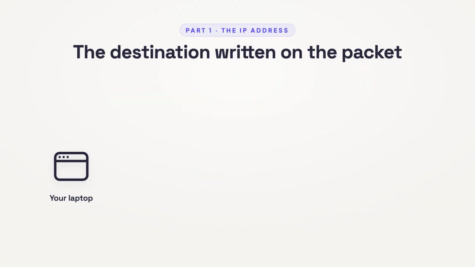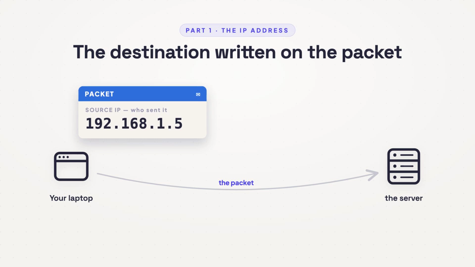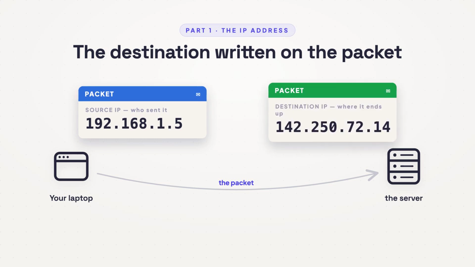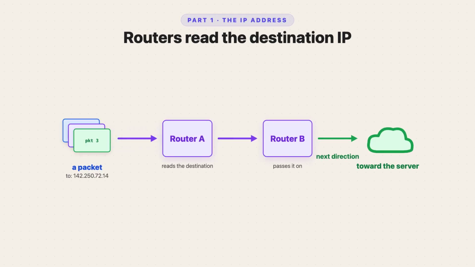First, the IP address. Think of it as the destination written on the packet. Every packet has a source IP and a destination IP. The source says who sent it, the destination says where it should end up. Routers across the internet mainly care about the destination IP. They look at it and decide which direction to send the packet next.